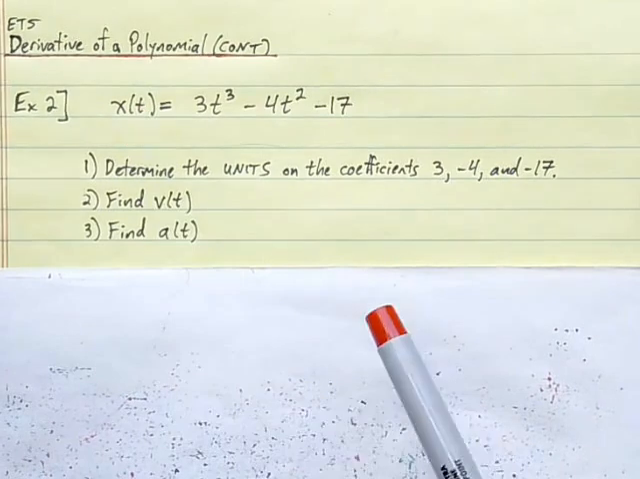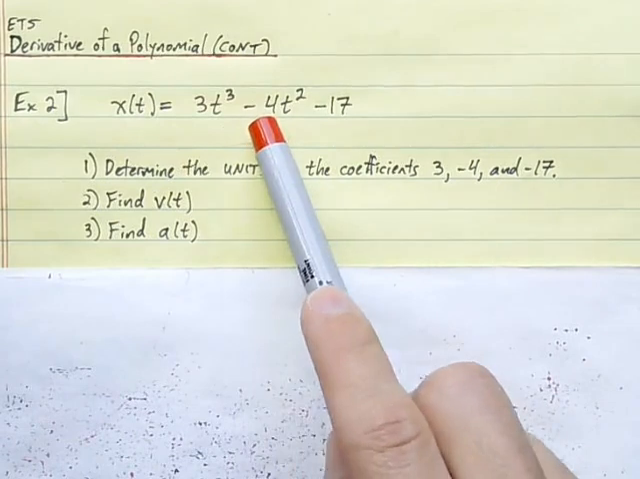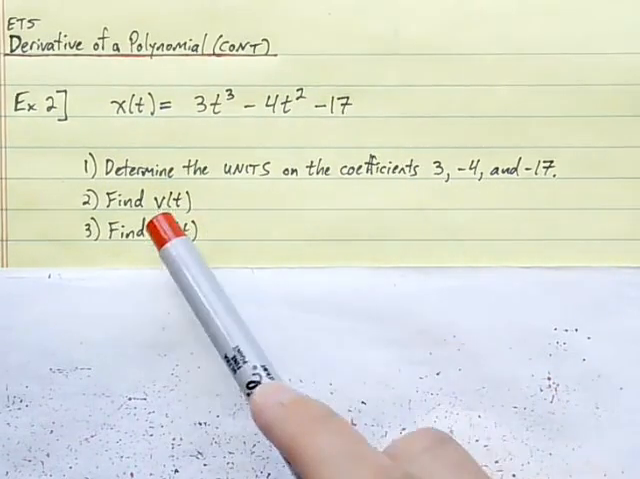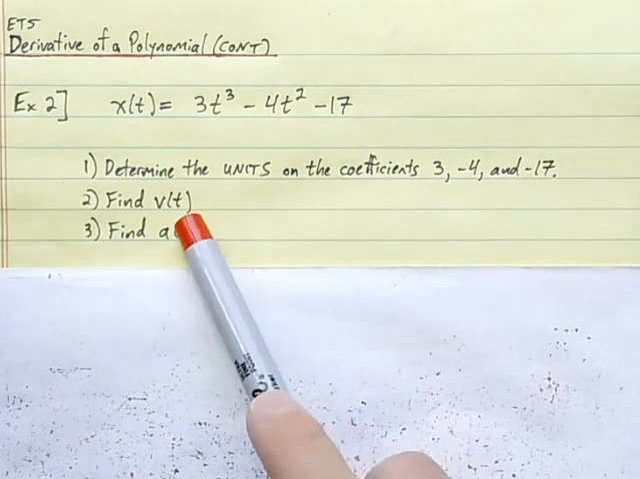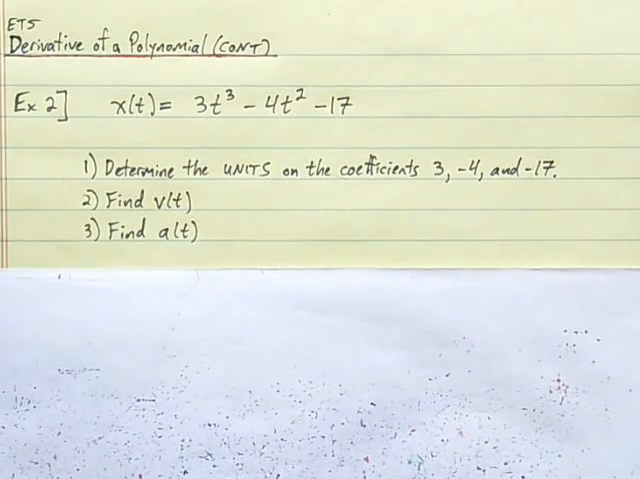I would like you to first determine the units on the coefficients, 3, minus 4, and minus 17. What must those units be? Then find the velocity as a function of time, then find the acceleration as a function of time. Go ahead and pause the video now.